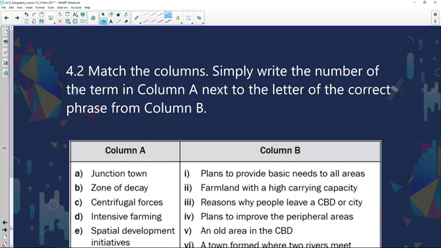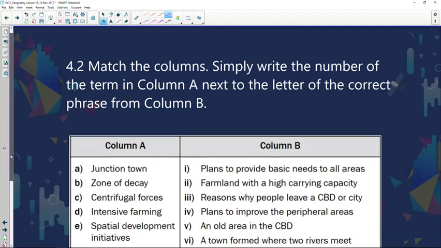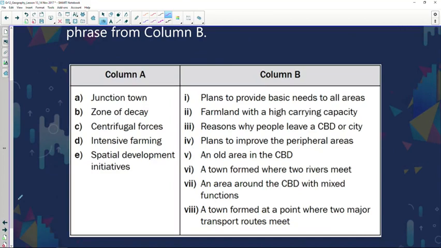Okay, 4.2, match the columns by simply writing the correct term in column A to column B. Now, this is what we've learned over settlement and economic geography in the previous lessons. Now, if you look at the junction town, match the correct description of a junction town. A will be number 5, 6, 7, 8. The zone of decay will be number 7. An area around the CBD with mixed functions. C, centrifugal forces, will be number 3, right opposite it.